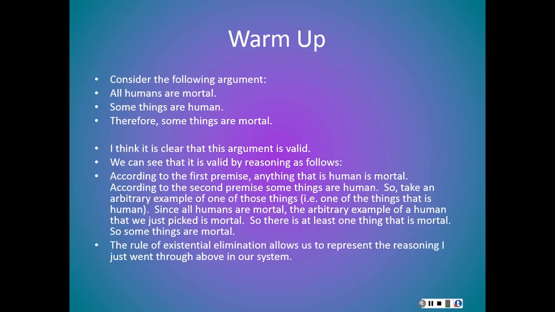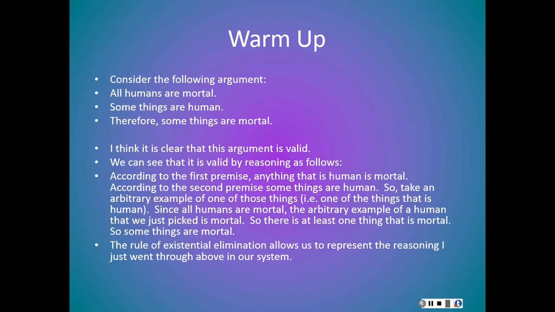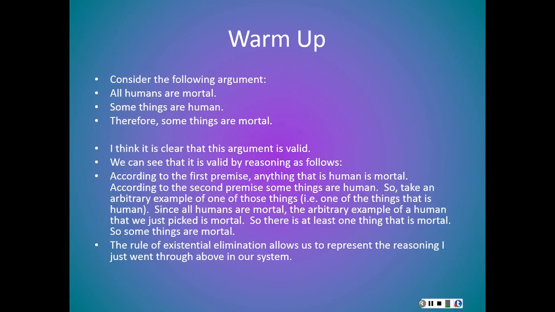And what the rule of existential elimination essentially allows us to do is represent the kind of reasoning that I just went through in our system. Now note that one thing that I did when I went through this bit of reasoning is I referred to an arbitrary example of a human being. And that's the sort of thing that we'll be doing when we apply the rule of existential elimination.